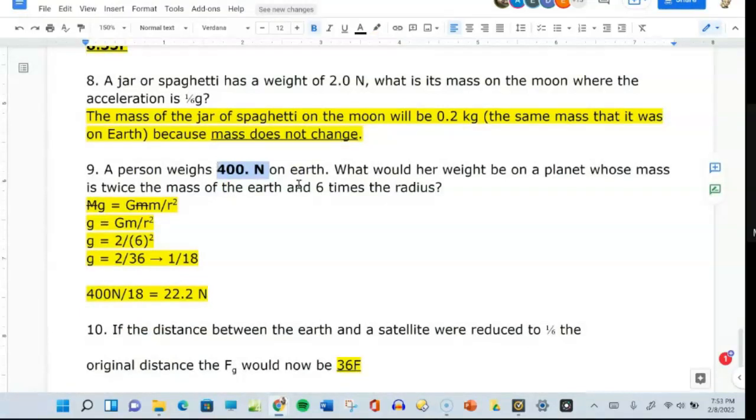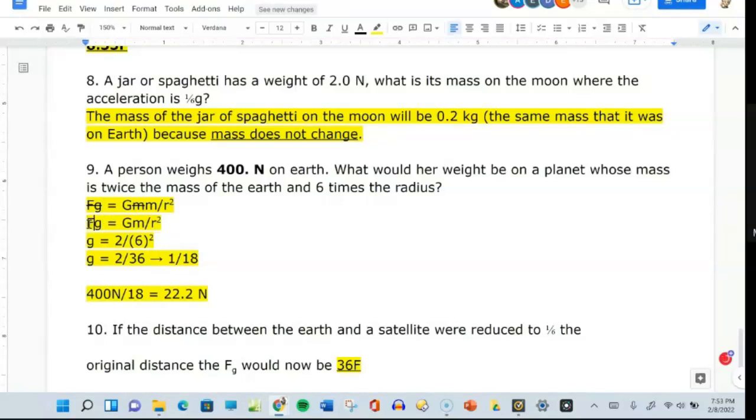So you've got a person who weighs 400 newtons. What would her weight be? What do we use for weight? Well, I don't think I would use, hold on. What did she do here? I think what you do, I would do it this way, FG. Why? Because weight is a force of gravity. So I would do it this way.